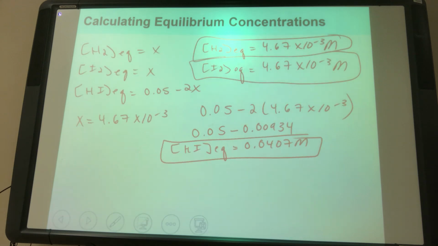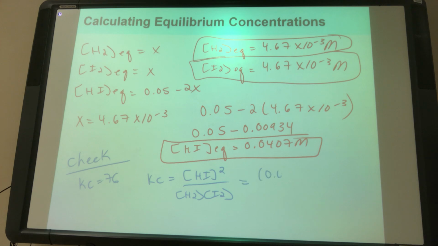Now, you don't have to do this next part, but I recommend it. This is my check. This is a way to check to see if you did your work right. You did all this math, you powered through this long ICE table problem, and you're like, I don't even know if I did it right. We know what Kc was supposed to be, 76. And we know Kc is HI squared over H2 times I2.